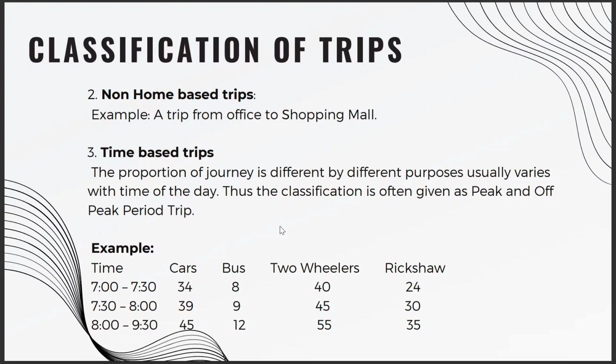For buses, at 7 to 7:30, there are 8. Then at 7:30 to 8, 1 was added, so it becomes 9. Then at 8 to 9:30, 3 were added, so it becomes 12. For two-wheelers, at 7 to 7:30, there are 40. Then at 7:30 to 8, 5 were added, so it becomes 45. At 8 to 9:30, 10 were added, so it becomes 55.